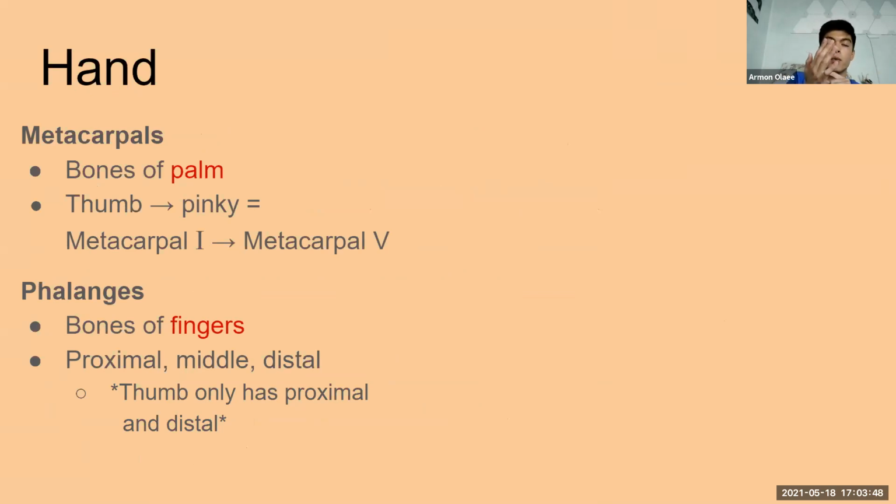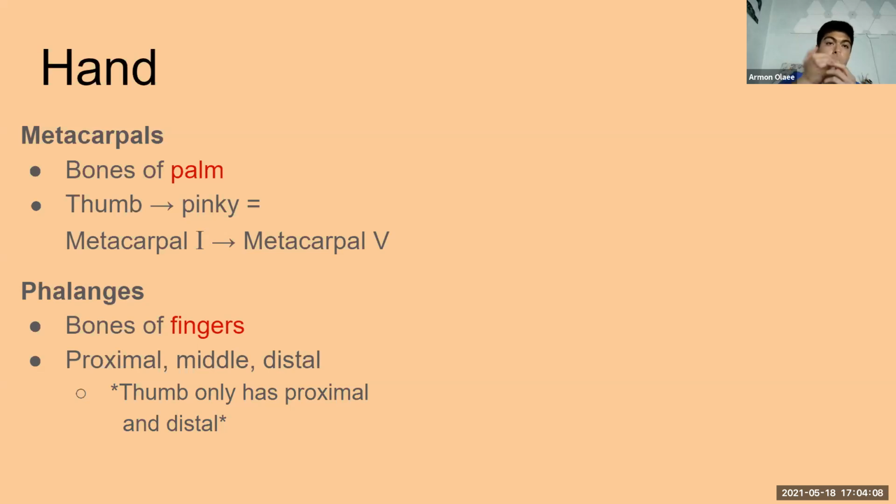And the way we label the metacarpals is from your thumb, the bone that is on your thumb side, to your pinky. It starts at metacarpal 1. So you would label it 1 on your thumb side, and then 2 your index, 3 middle, 4 ring, 5 pinky. So you want to go from your thumb to your pinky.